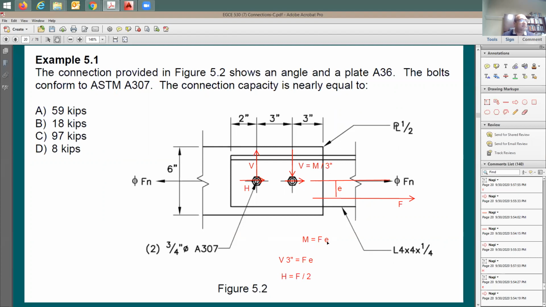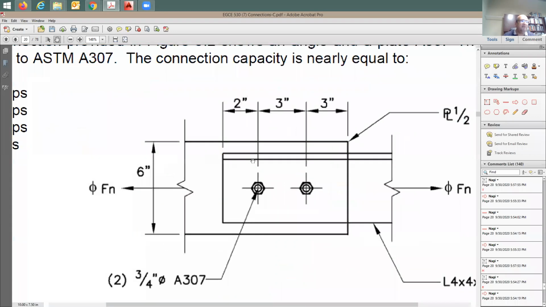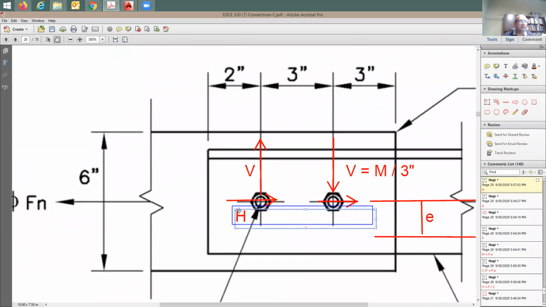Where is this coming from? It's going to be very similar to this concept. When you have a shear force supported by 2 bolts, each bolt is going to be taking a force in the same direction of this F force of F over 2. Okay, now this makes sense. Now I have V and H, the vertical component and horizontal component of this bolt.